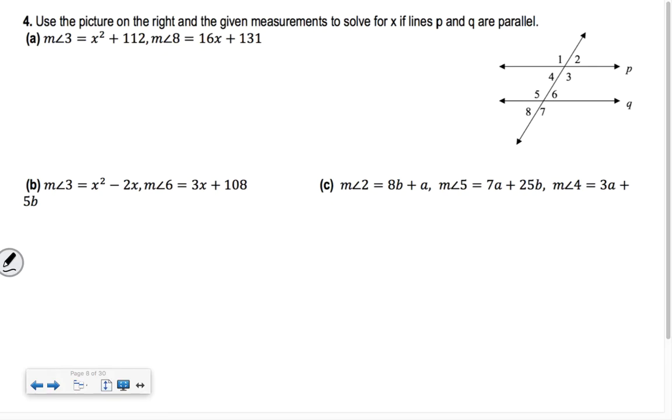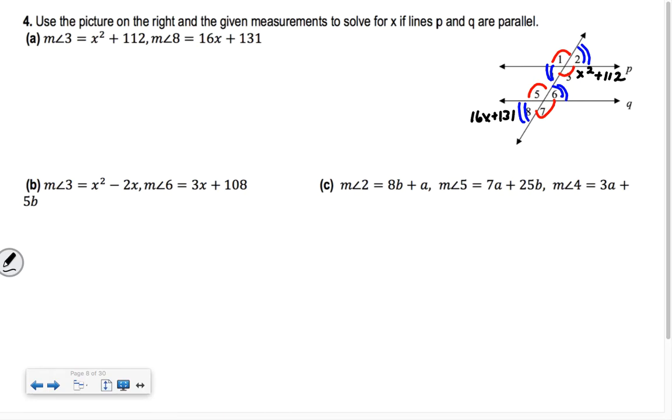So part A says the measure of angle 3 is equal to x squared plus 112, and the measure of angle 8 is equal to 16x plus 131. Okay, so we're going to go through it with our markings. So we have angle 3 here. It's the same as angle 1 by vertical angles. We jump down to angle 7 with corresponding angles, and 5, right? So 1, 3, 5, and 7 are all the same. That means that 8 and all the other ones, so 6, 4, and 2, are the same.